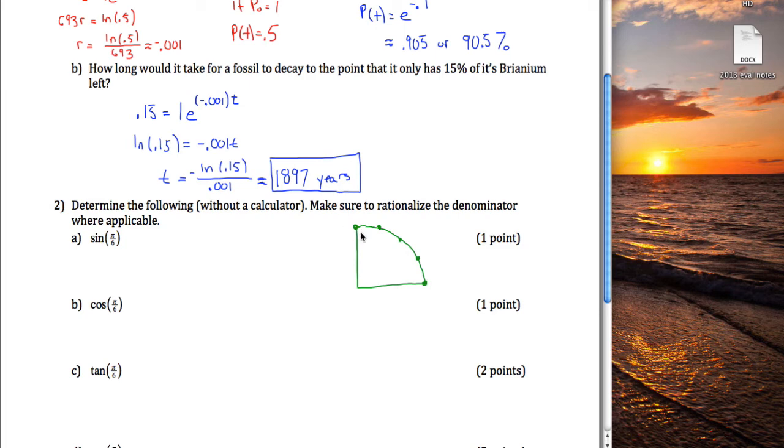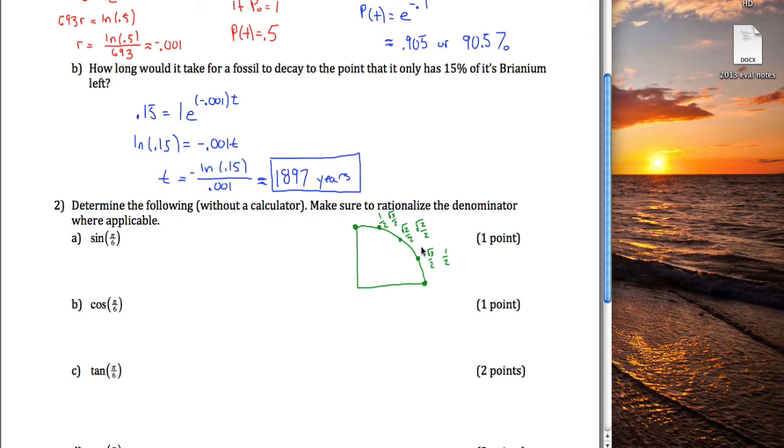That's not that important. The sine is the y value. And then what happens with the y value is that it goes 1/2, root 2 over 2, and root 3 over 2. Whereas the x value does that same thing but backwards. So it's root 3 over 2, root 2 over 2, and 1/2.